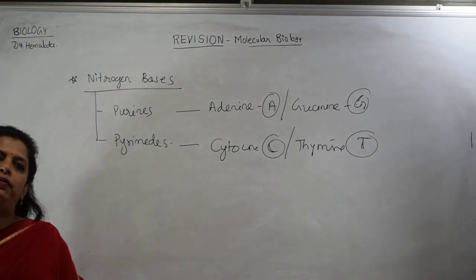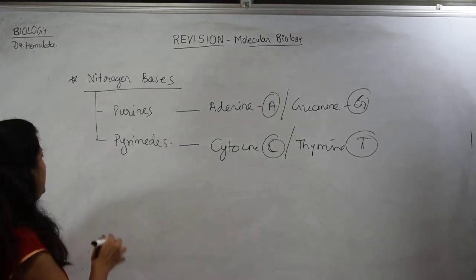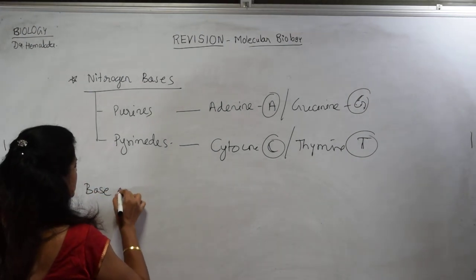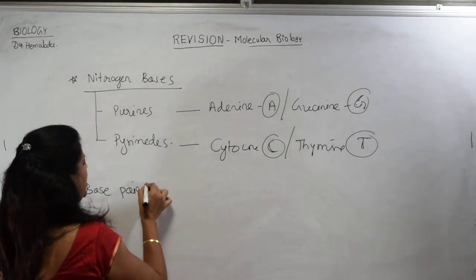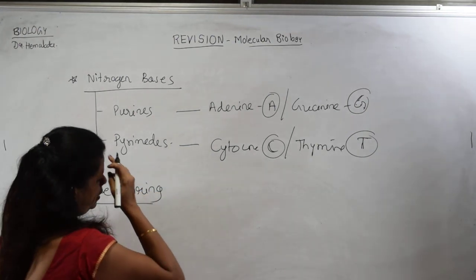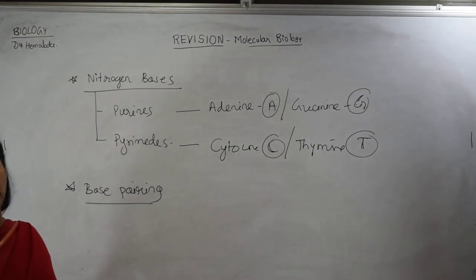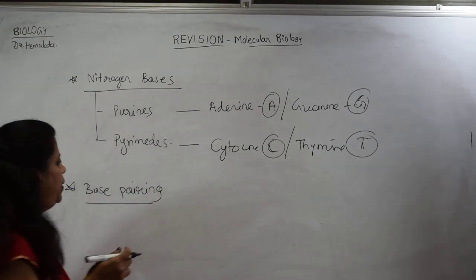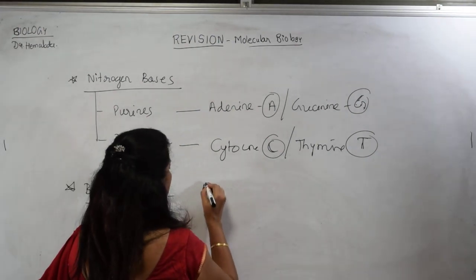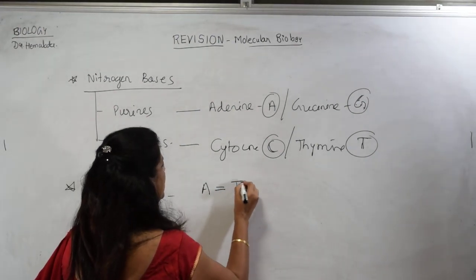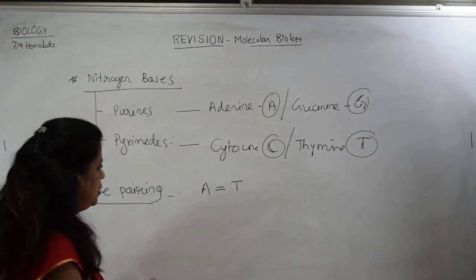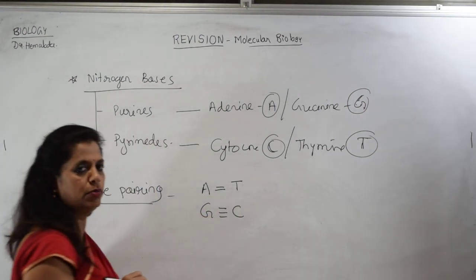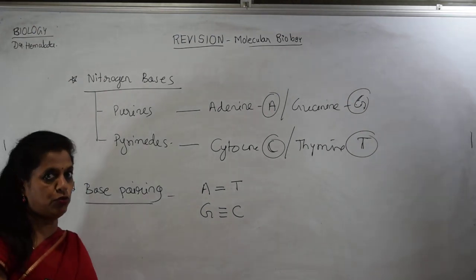Always purines bind with the pyrimidines, right? That is the next thing, that is about the base pairing. How is base pairing happening? If it is a two-strand structure, these nitrogen bases pair with each other. How are they going to pair? Always adenine pairs with thymine by two hydrogen bonds and guanine pairs with cytosine by three hydrogen bonds, or T to A, C to G, right?